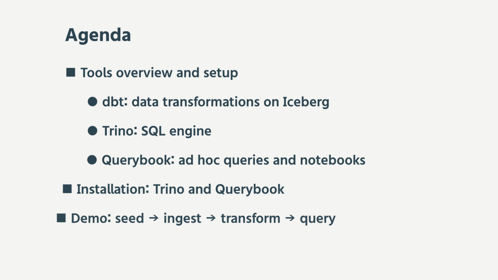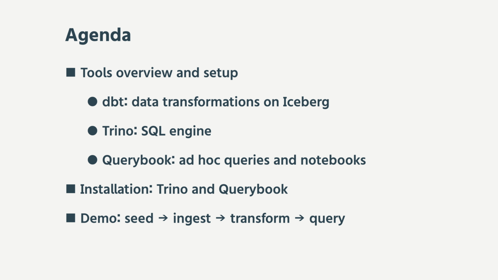Now that you've seen the result, here's the plan. First, we cover the tools we are using today. dbt handles transformations on Iceberg. dbt is part of the project code, not a Boon stack service. Trino is the SQL engine. Querybook is the UI for queries and notebooks.